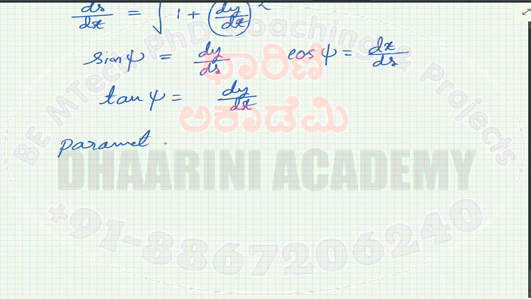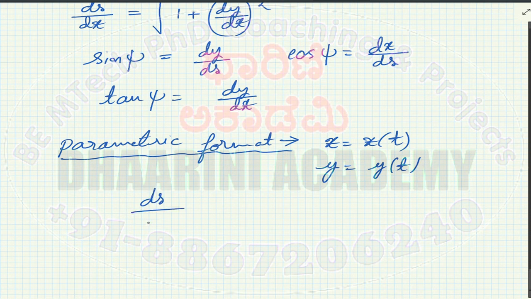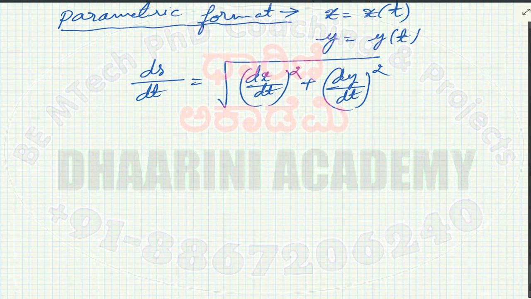Then we have the second format, called the parametric format. How to write a parametric format? You have x as a function of time, x is equal to x of t, and y is equal to y of t. t is the parameter. x is a function of t, y is also a function of t. In that case, the derivative of arc length is ds by dt, which is equal to the square root of dx by dt the whole square plus dy by dt the whole square. This is the second format, on which we will be solving problems.